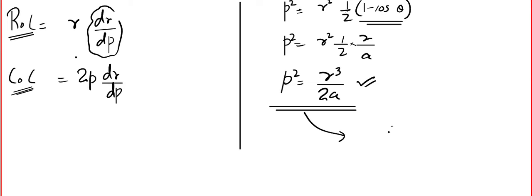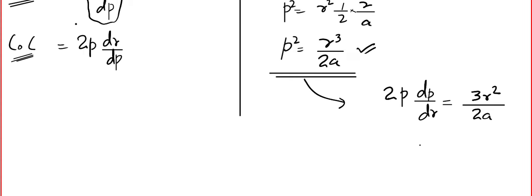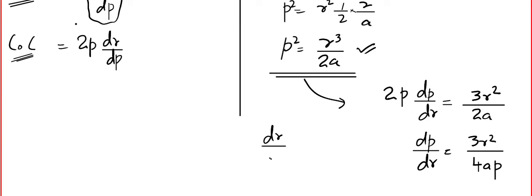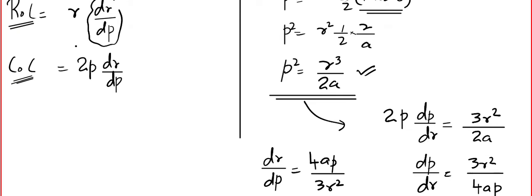So let's differentiate with respect to r. So 2p dp by dr is equal to, the denominator is a constant, so I'm going to keep it as such, 3r square. So dp by dr is equal to 3r square by 4ap. So taking the reciprocal on both sides, dr by dp is equal to 4ap by 3r square. So let's substitute it in the radius of curvature.